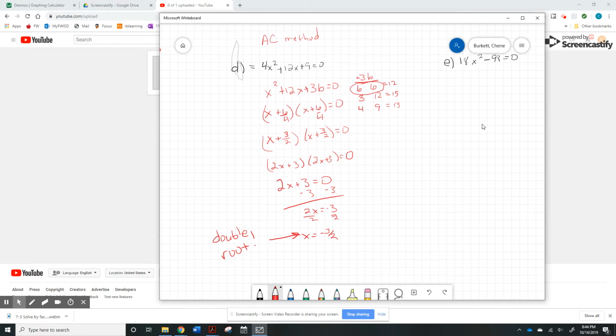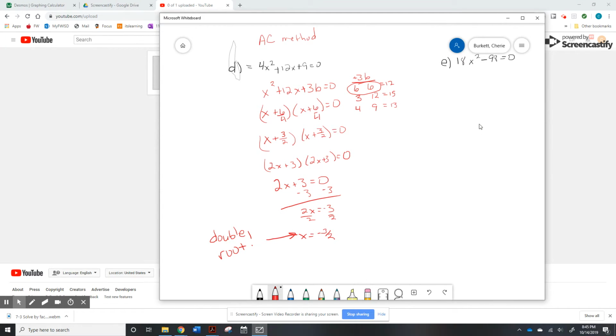Okay, I just wanted to make sure that you got why this was called a double root, because this part right here came from setting this equal to 0. And if we did the same thing again, 2x plus 3 equals 0, we would get the same answer. So that's why it's called a double root.